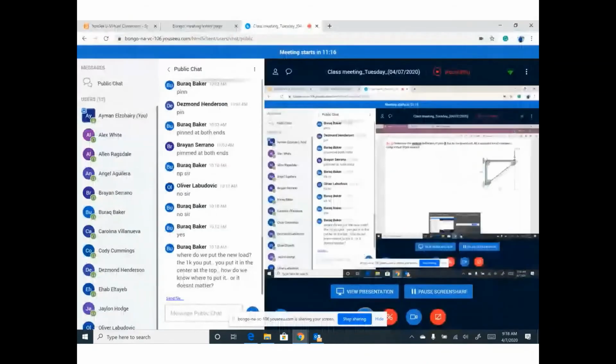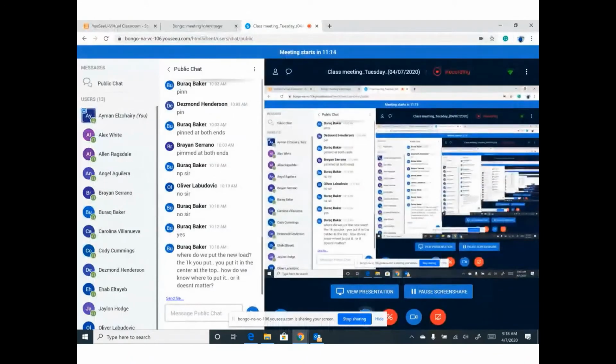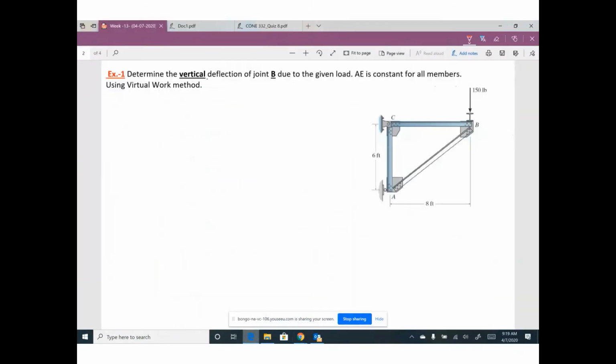I have a question. Where do we put the new load? It's a good question. Do you put 1 kip in the center of the top? No. How do we know where to put it, or does it not matter? Okay, let's try this example and you will see where and how I can put the unit load.